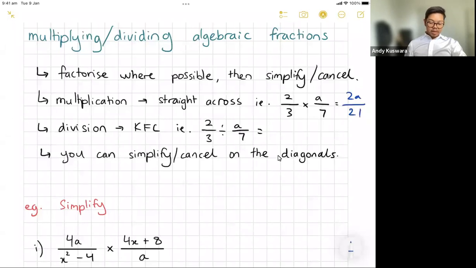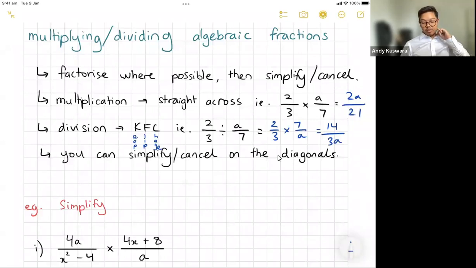That's it. And then for division, I use this thing called KFC, which is just a fancy way of saying keep, flip, change. Keep the first term the same. Flip the second term. So instead of a on 7, I'm going to write 7 on a. And then I'm going to change the sign from division to multiply. So this here becomes 2 times 7, and then 3 times a becomes 3a.